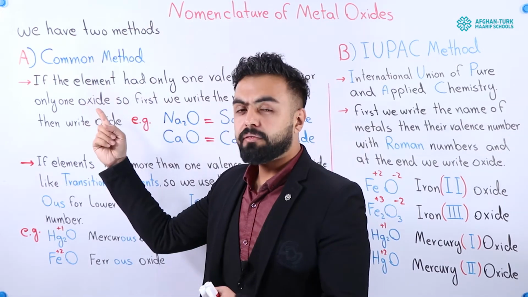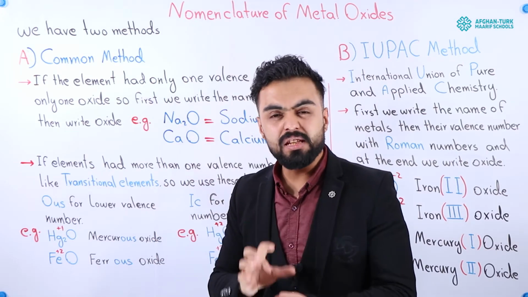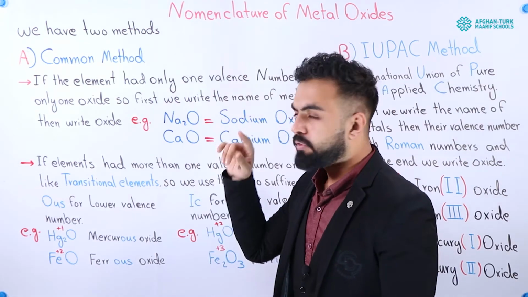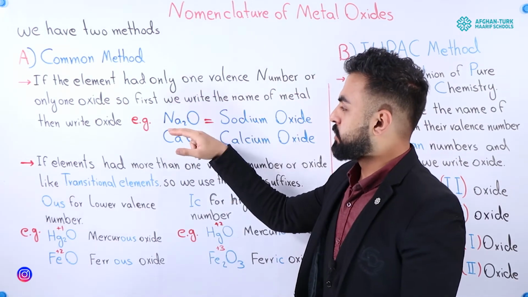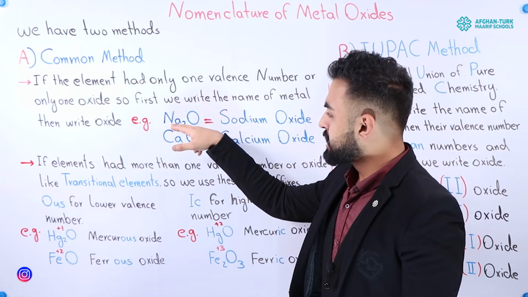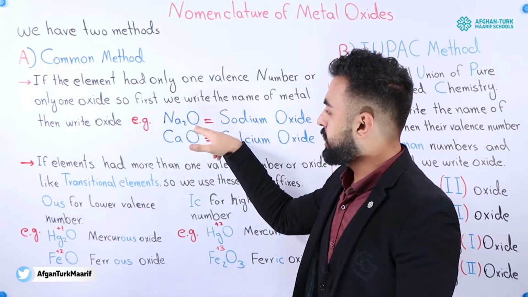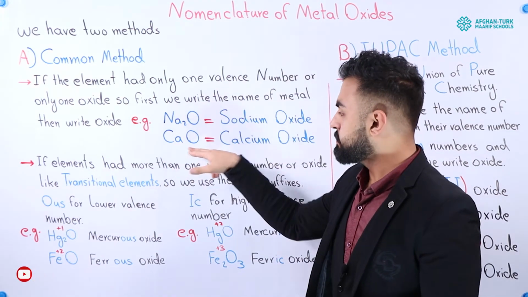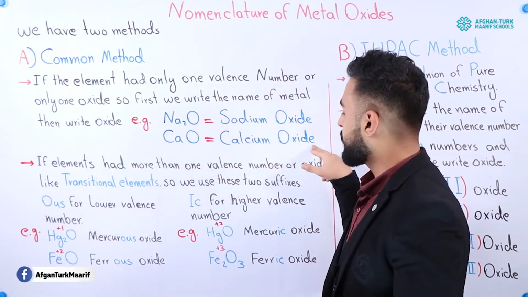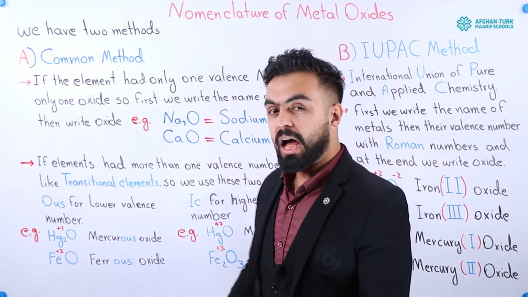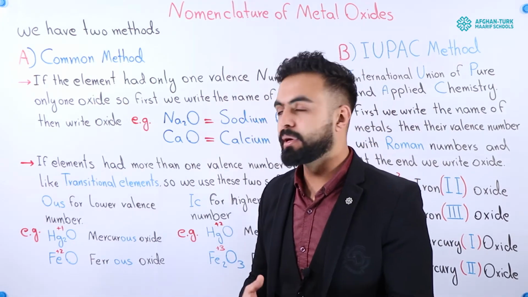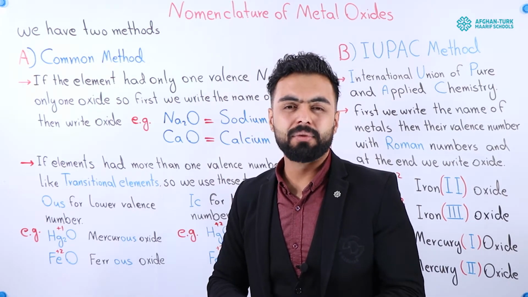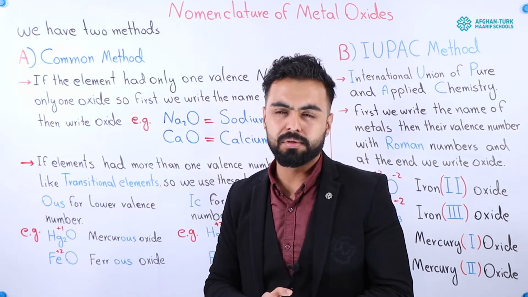So for those elements which have a specific valence number, how do we name them in the common method? First, write the name of the metal. For example, sodium with oxygen. Write sodium, and then instead of oxygen, write oxide. So easy. Calcium, and then instead of oxygen, write oxide. But what happens if there are transitional elements? What are the transitional elements? As we studied, they are the metals which are located in the subgroups.